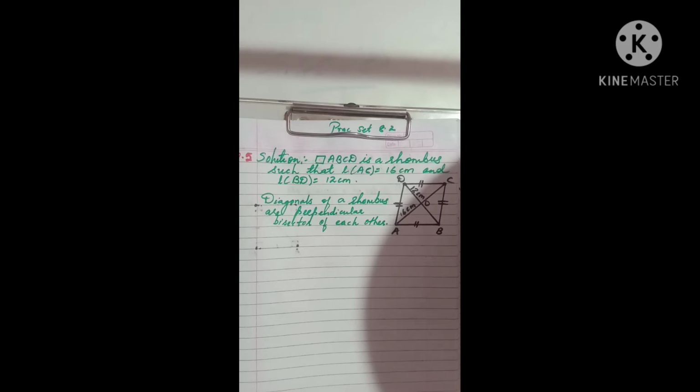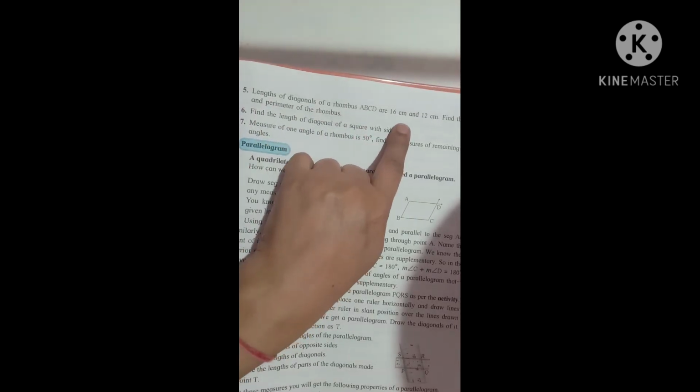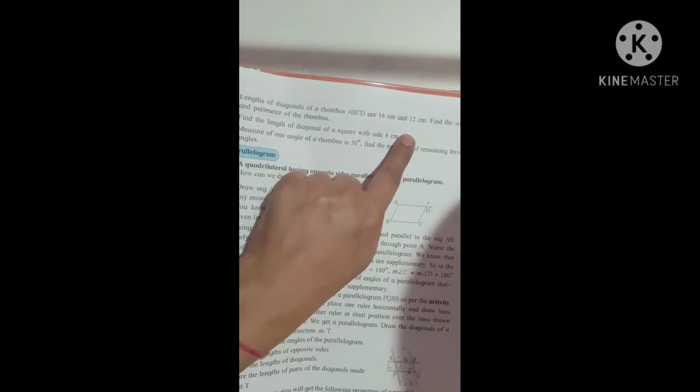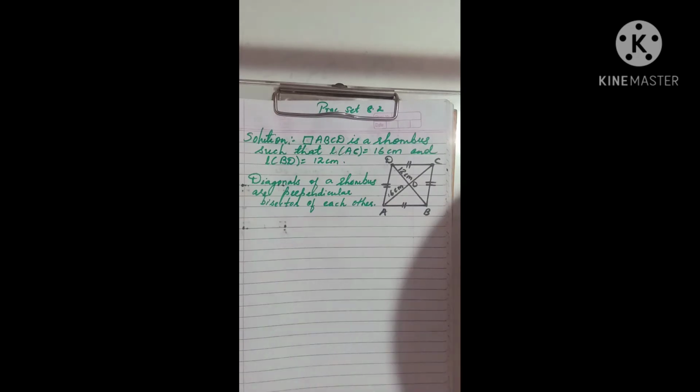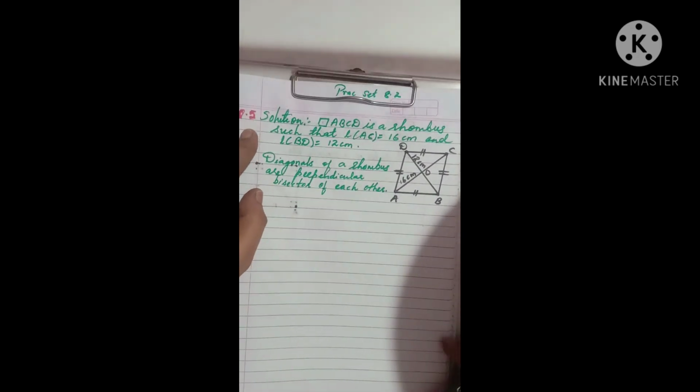Question number 5: the lengths of the diagonals of a rhombus ABCD are 16 centimeter and 12 centimeter. Find the side and the perimeter of the rhombus. Okay, so this is the question. Now we begin with the solution.